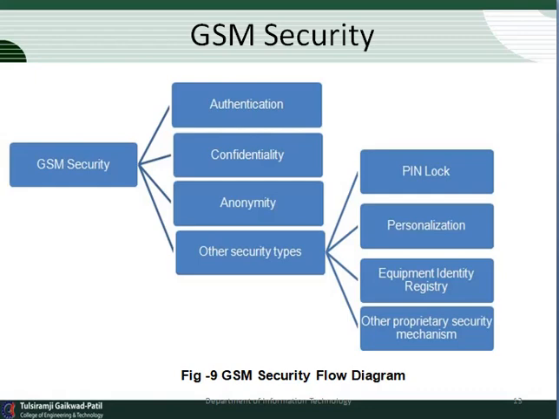The attributes of GSM security are authentication, confidentiality, anonymity, and other security types. What is authentication? Authentication means providing proper credentials or authority to a person to enter a particular organization. In mobile computing security, authentication is defining a person or providing credentials to a person as an authorized utility. For us, a device is an authorized utility for providing security to the organization or the communication.